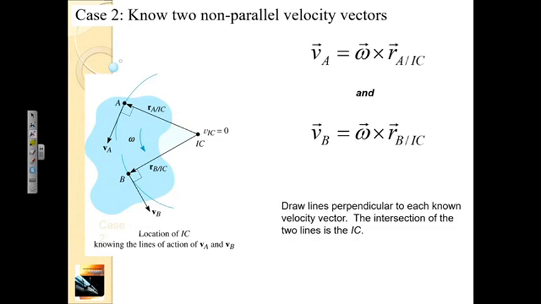All right. Case two. Two non-parallel velocity vectors. So I know VA and a VB. And I guess that velocity of A is not parallel, I don't know if that's a legit math symbol, not parallel to the velocity of B. Okay.